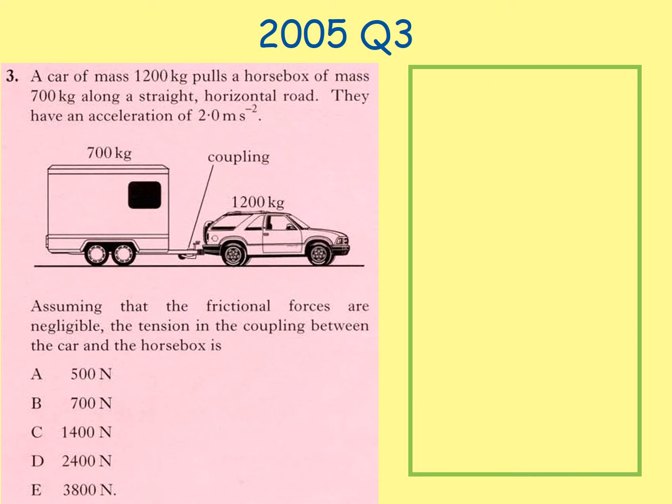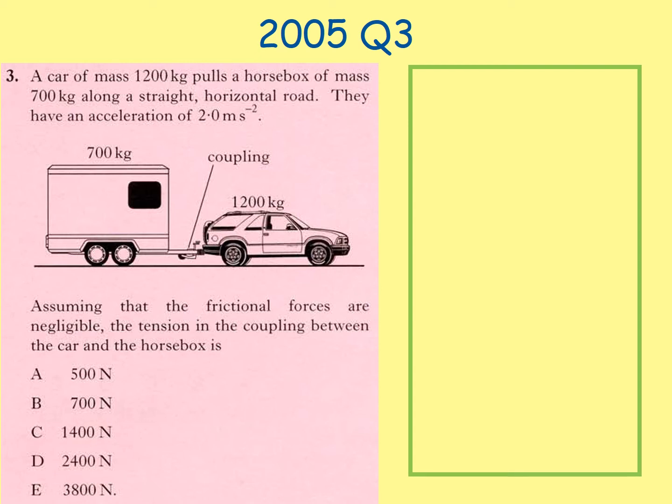A car of mass 1,200 kilograms pulls a horse box of mass 700 kilograms along a straight horizontal road. They have an acceleration of 2 meters per second squared. Assuming that the frictional forces are negligible, the tension in the coupling between the car and the horse box is, and that's what we want to work out. Just like previous questions, this coupling in the middle is actually our tension.